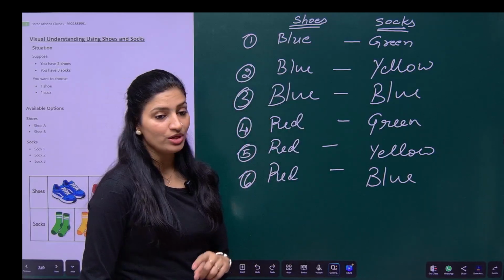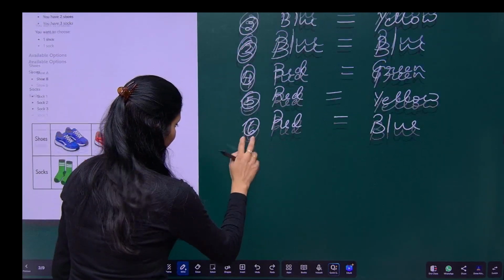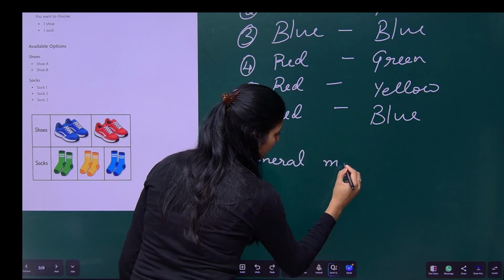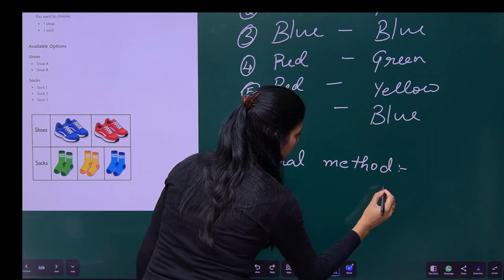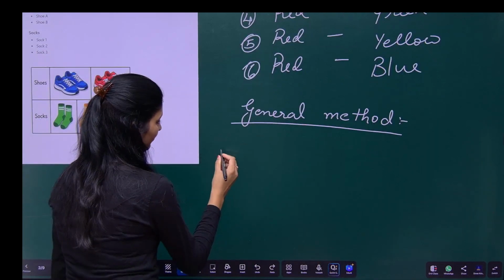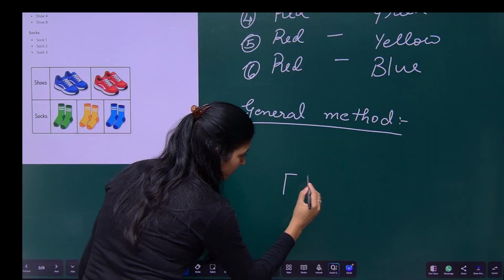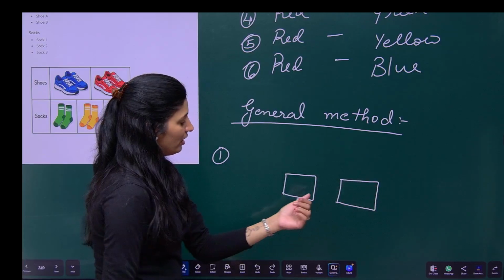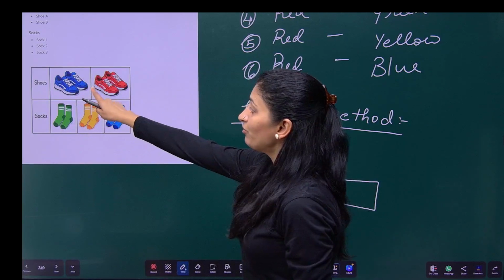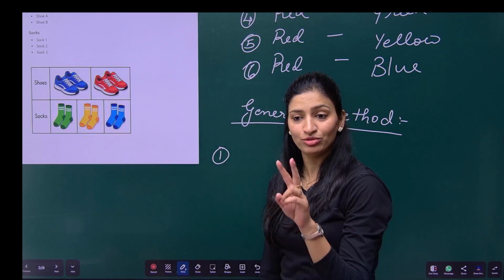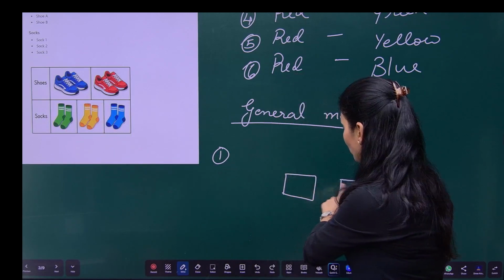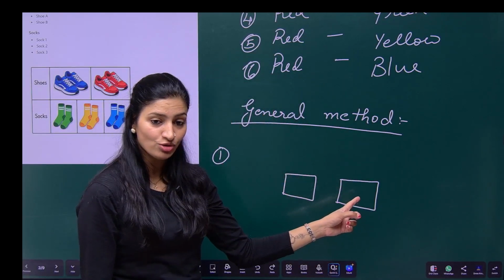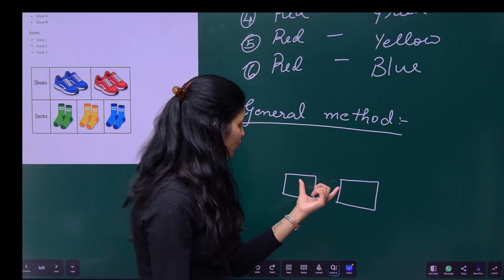Okay? So now we are going to understand the general formula. So in the general method, there are 2 steps actually. So first step is just create the total number of boxes that we have to fill. For example, we have to select 1 shoe and 1 socks, right? So 2 positions are there that we have to fill. 1 position is for shoes and 1 position is for socks, right? So that's why we have created two boxes here.